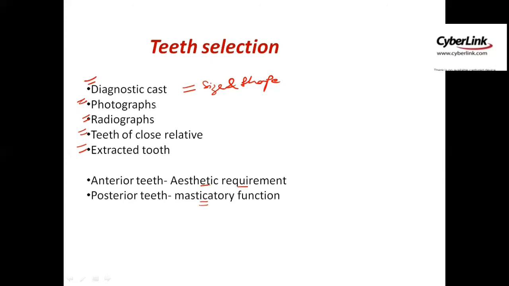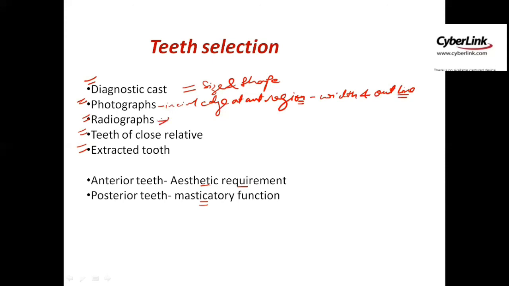Then come to photographs. Photographs showing lateral, anterior, and anterolateral views of the patient should be taken before extraction. These photographs must show at least the incisal edge of the anterior region. This method is useful to determine the exact width and outline of the teeth. Just remember these points: width and outline.